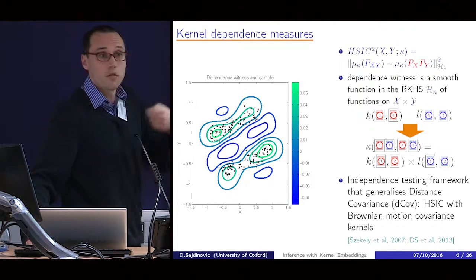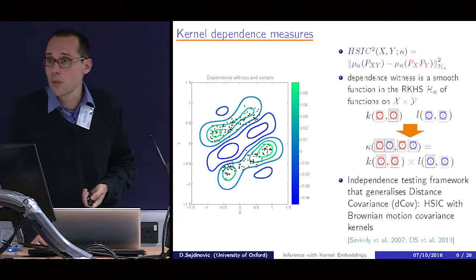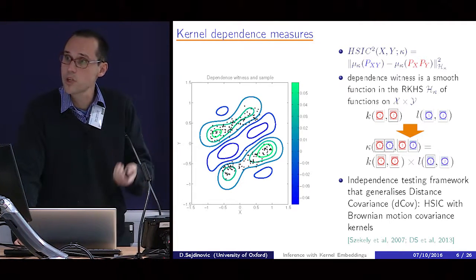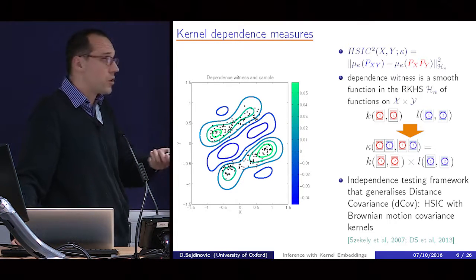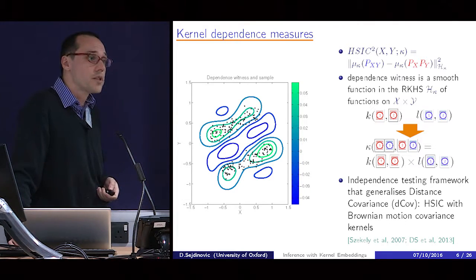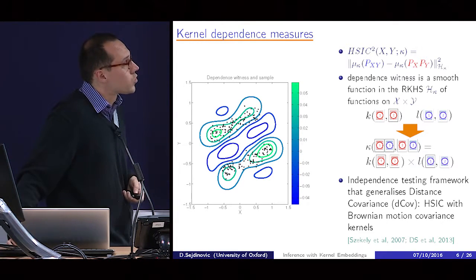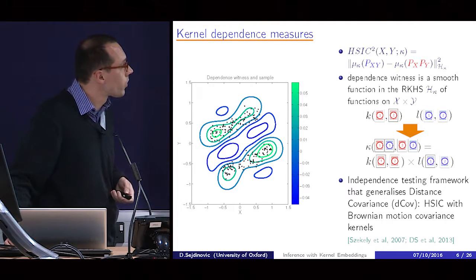You just take an embedding of the joint distribution, an embedding of the product of the marginals, and you compute distances in Hilbert spaces. Everything's nice and simple. It just boils down to estimating certain expectations. To do a proper non-parametric hypothesis test, you need to characterize the null distribution of these estimators, and that's also quite straightforward using the theory of U statistics and V statistics.